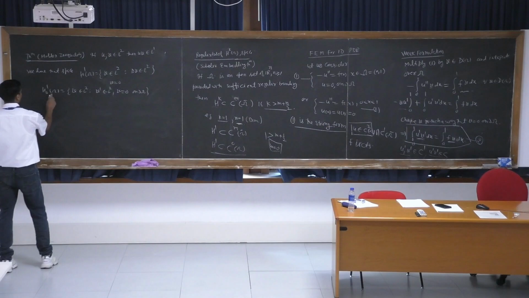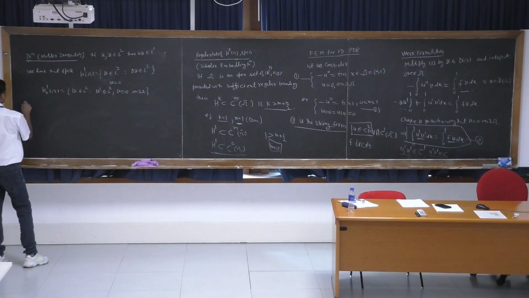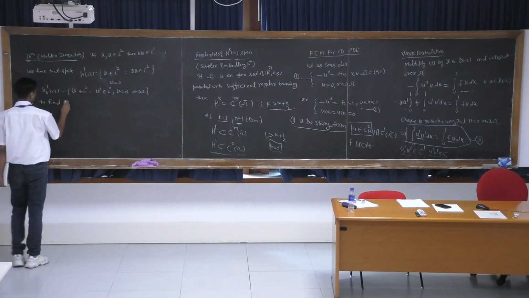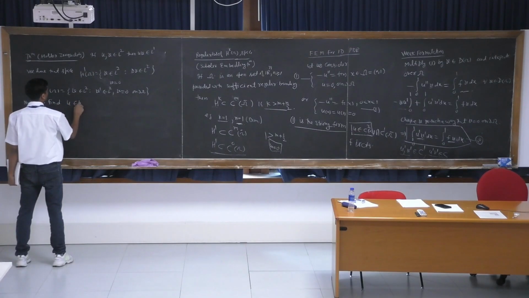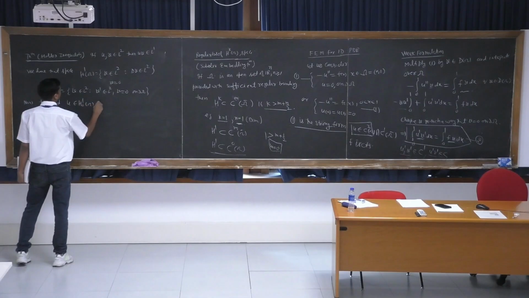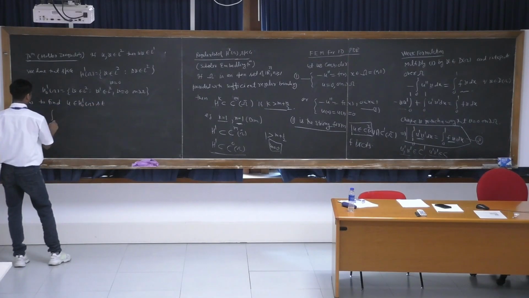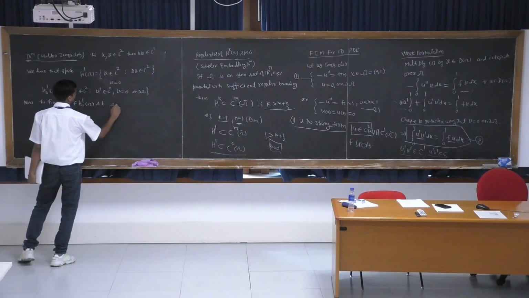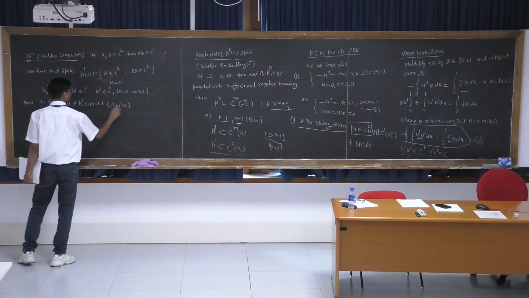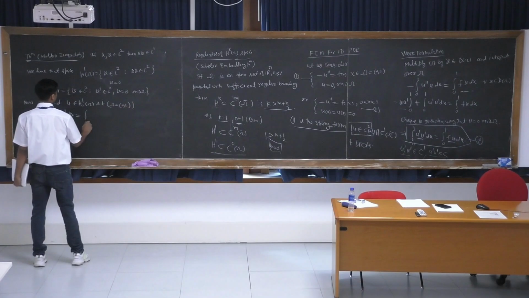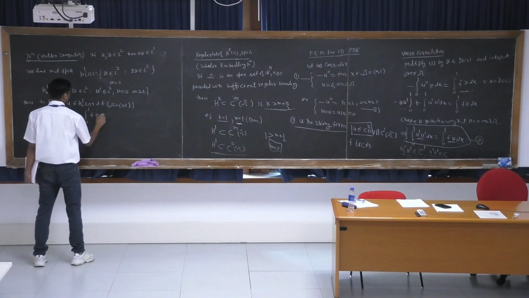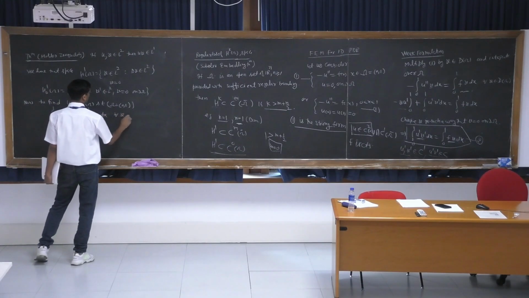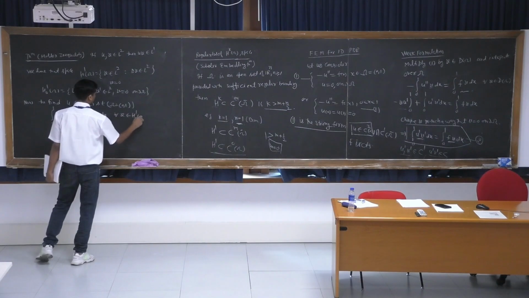So now our problem is to find u belonging to H0,1 such that the integral from 0 to 1 of u dash v dash dx is equal to the integral from 0 to 1 of f v dx, for all v belonging to H0,1, where omega is 0 to 1.